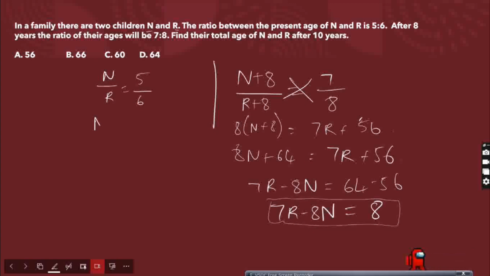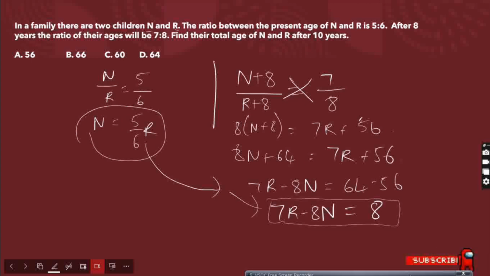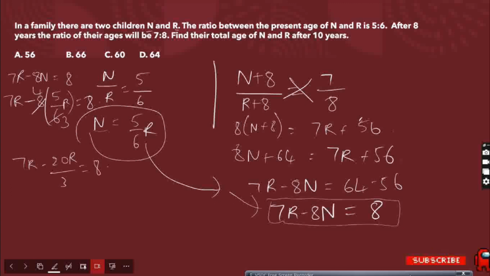Now here you can see, let the n value be 5 by 6 r. Now substitute this n in this equation, 7r minus 8n equal to 8. The n value is 5 by 6 r, so 7r minus 8 into 5 by 6 r equal to 8, right? 2 4s are 8, 2 3s are 6. 7r minus 20r by 3 equal to 8. 21r minus 20r will give you r. So r value is 24.